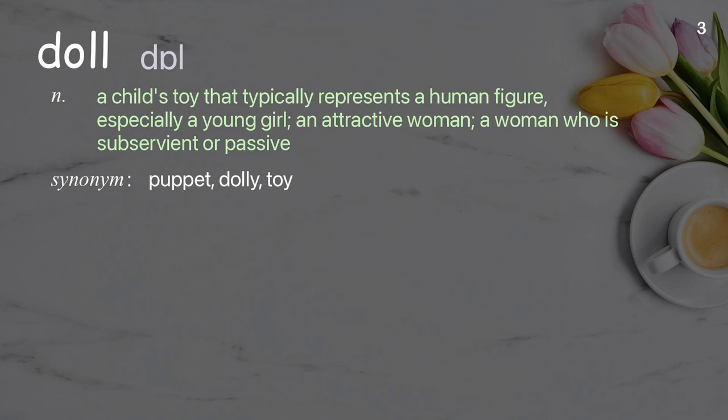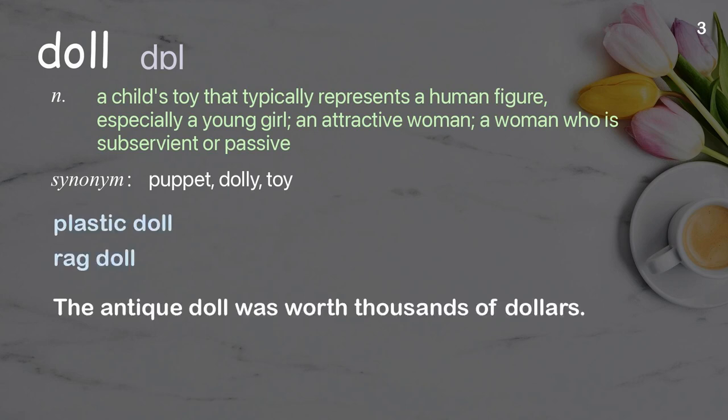Doll. A child's toy that typically represents a human figure, especially a young girl, an attractive woman, a woman who is subservient or passive. Examples. Plastic doll. Rag doll. The antique doll was worth thousands of dollars.